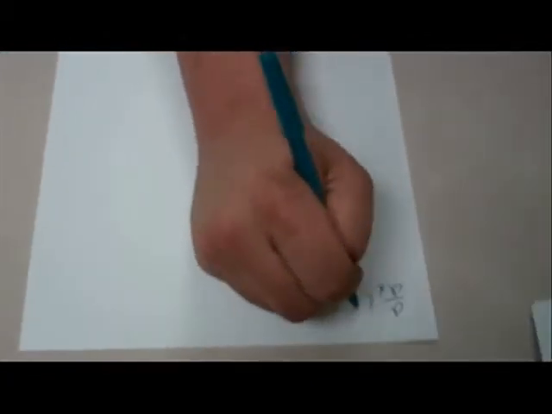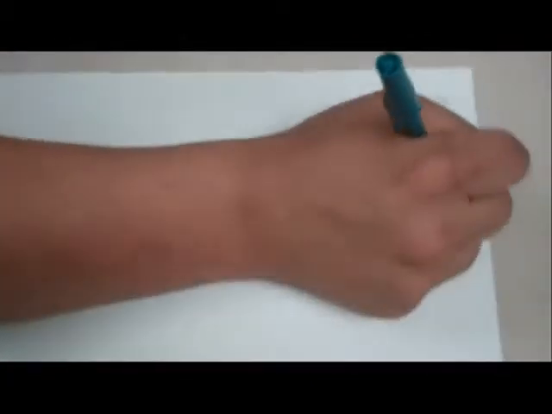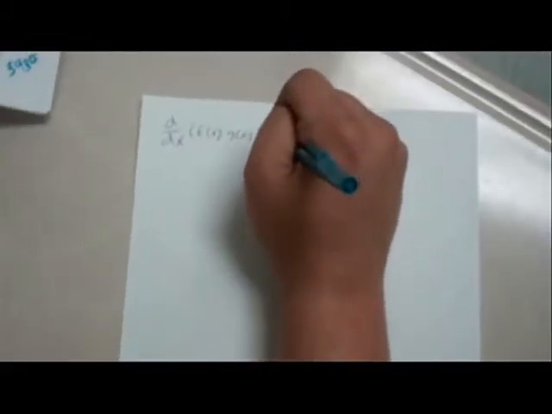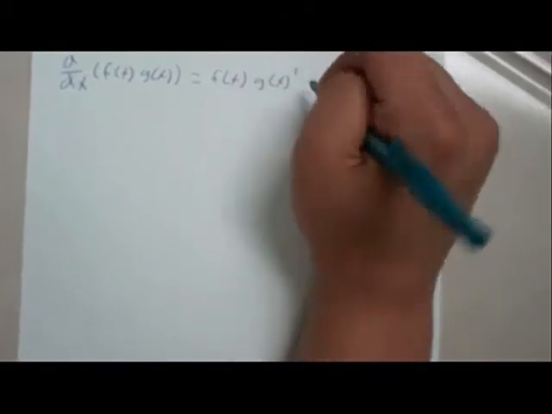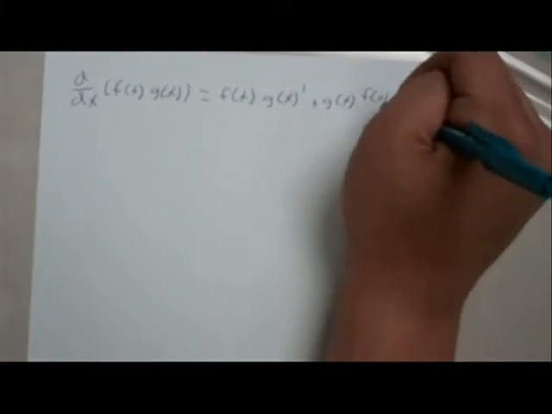To be teaching you guys about the product and quotient rule. So, the product rule. The product rule is used when you're trying to take the derivative of a product, basically when you're multiplying something by something else. It reads: d dx of f of x g of x is equal to f of x g prime of x plus g of x f prime of x.